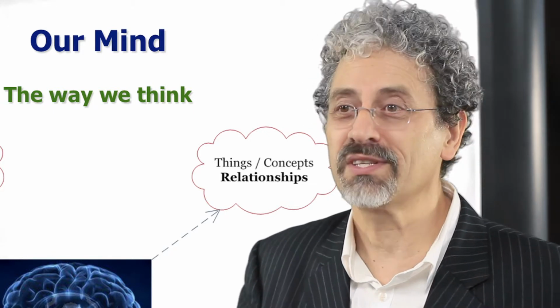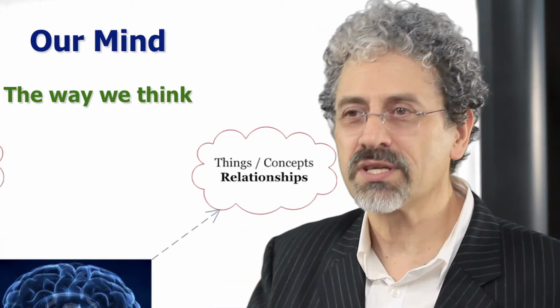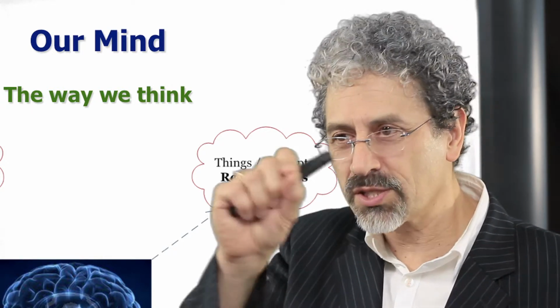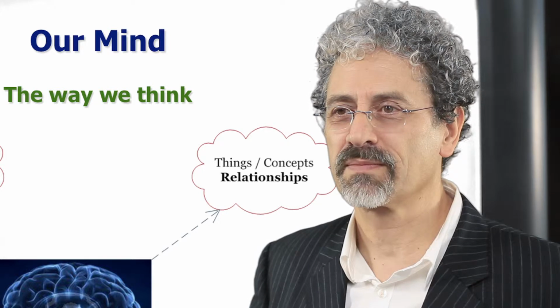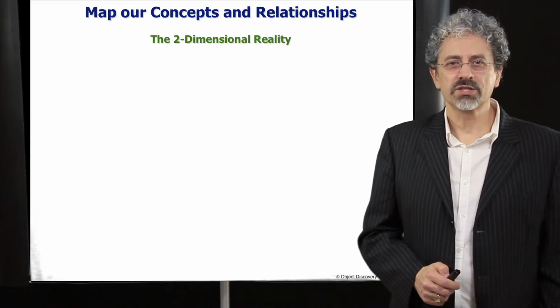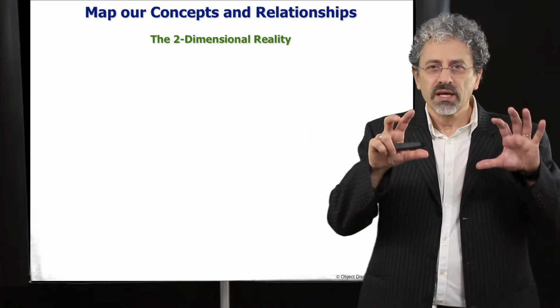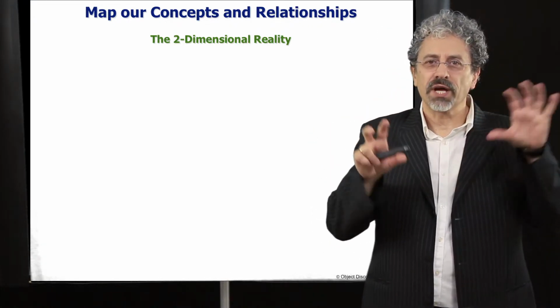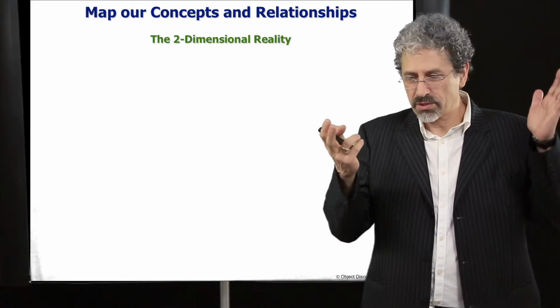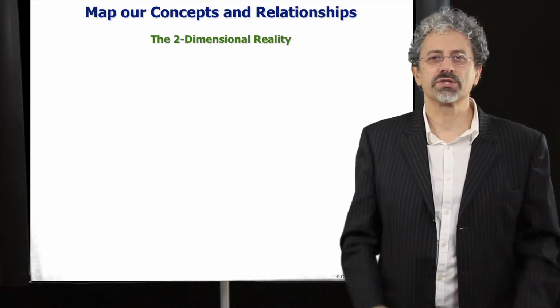We have not seen a single problem domain that could not be analyzed successfully as long as we would use those 3 aspects. So what is the strategy? The strategy is, first of all, you're going to map your concepts and your concept relationships in a 2-dimensional reality. Why 2-dimensional? Because we said concepts and concepts relationships.